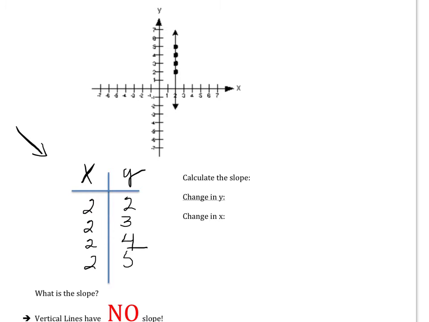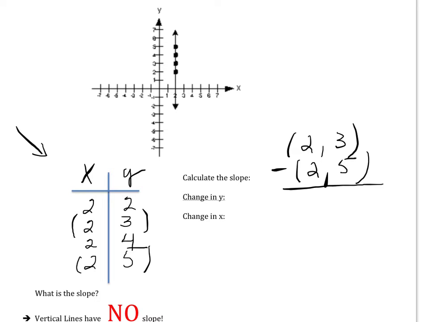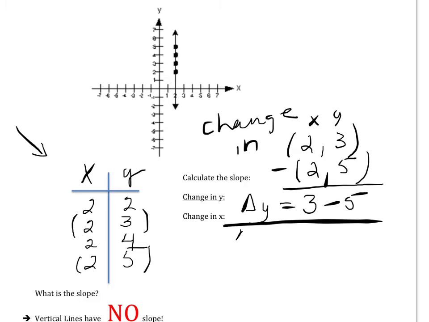So now let's calculate the slope of that vertical line. To calculate the slope, we can pick any 2 points on the line. So I'll randomly pick this second point and the 4th point. To calculate the slope, we stack them. I want you to follow along now and do this on your paper. We make it a subtraction problem because subtraction means change in, and change in y, remember x, y, 3 minus 5 over change in x is equal to 2 minus 2.